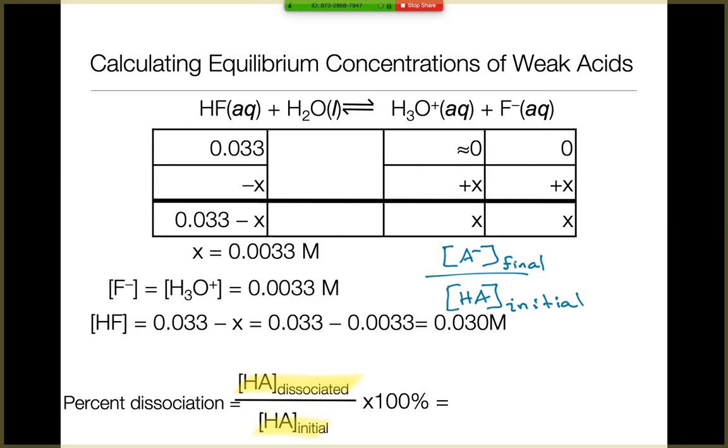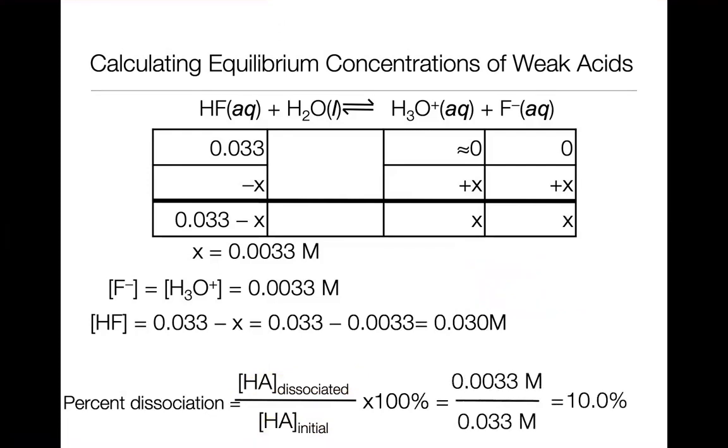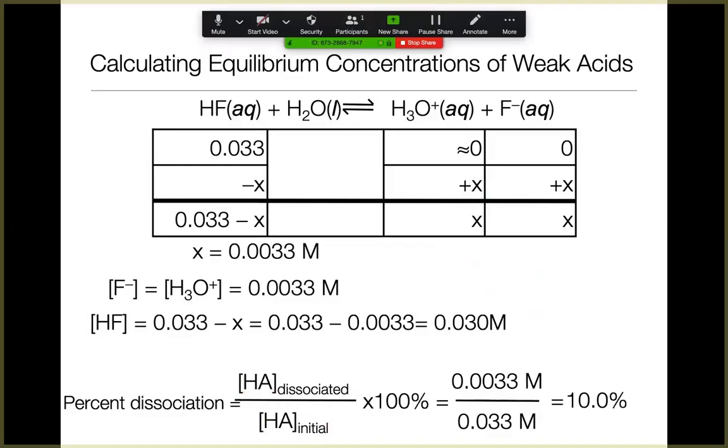That might be another easier way to see it, rather than having it saying like HA dissociated. Well, the amount of HA that dissociated is going to be equal to the amount of either hydronium or the conjugate base, F minus in this case. So we can plug in our values. There is how much I started with. Here's how much dissociated. Do that out, multiply it by 100%, and I find out that HF, under these conditions, is only 10% dissociated. So it's still a lot less than that 100% of a strong acid.